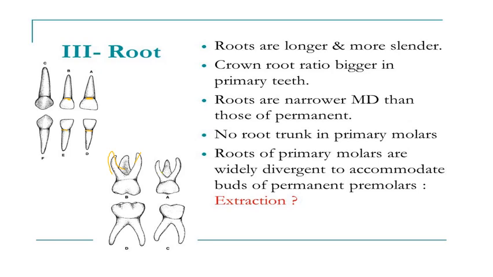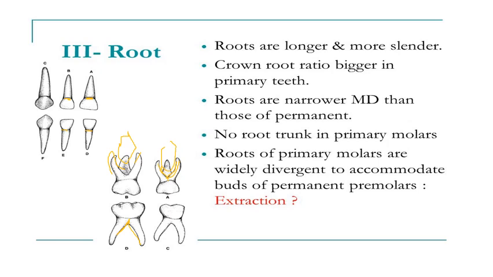They are more slender and they are flared up. They are flared up because the permanent tooth bud is present between the roots of these primary teeth. You can see the buds present here. There is no well-defined root trunk. The roots start directly from the cervical area and then extend and flare up. The accessory canals are more common in the primary teeth as compared to the permanent teeth.